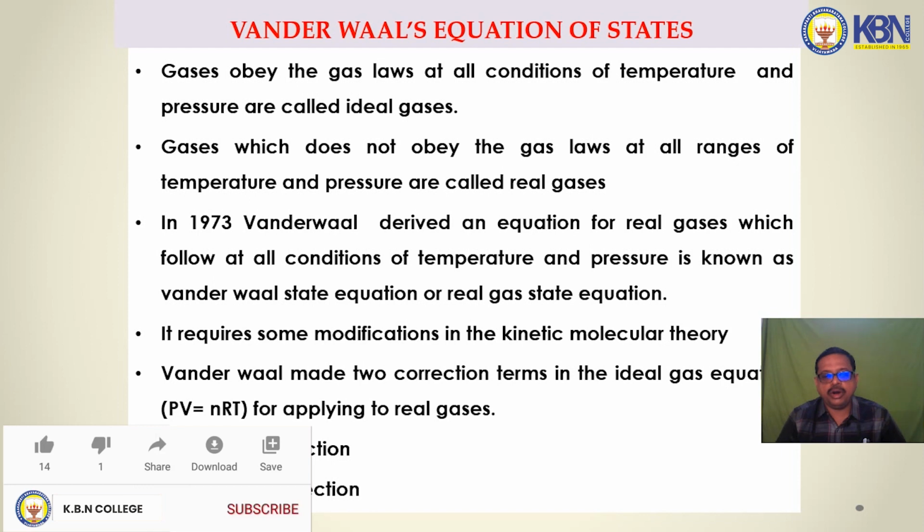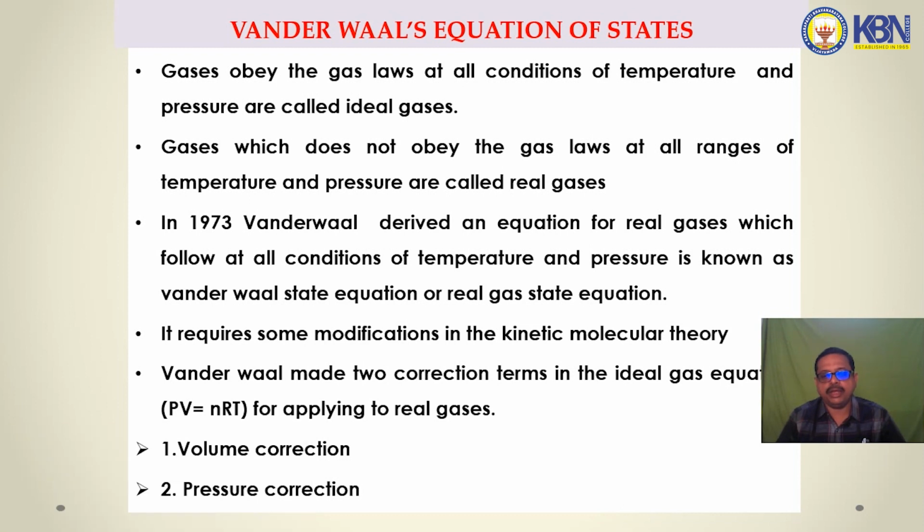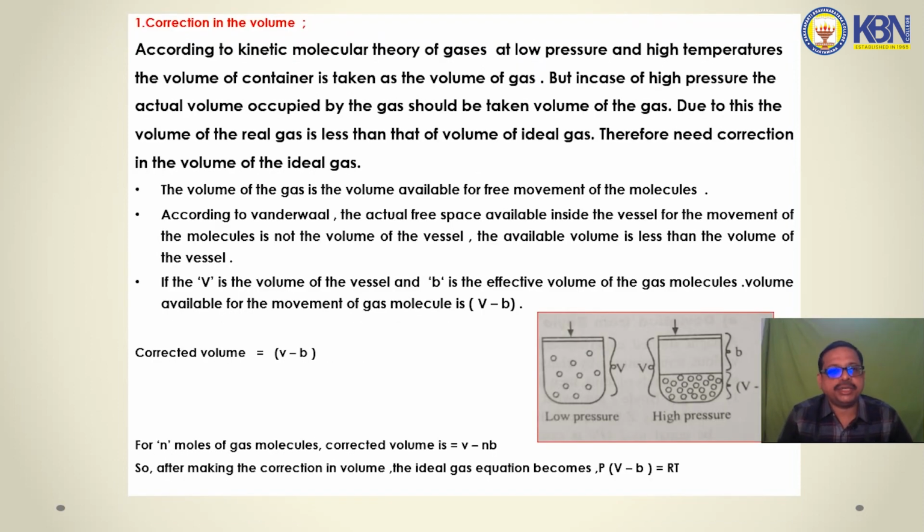It requires some modifications in the kinetic molecular theory of gases. Van der Waals made two correction terms in the ideal gas equation PV = nRT for applying it to real gases. So the two corrections are: the first one is the volume correction, the second one is the pressure correction. Let's see the volume correction, or correction in the volume.